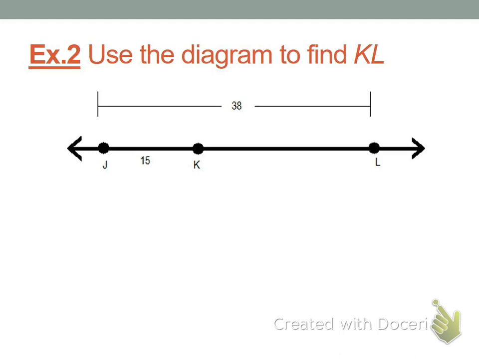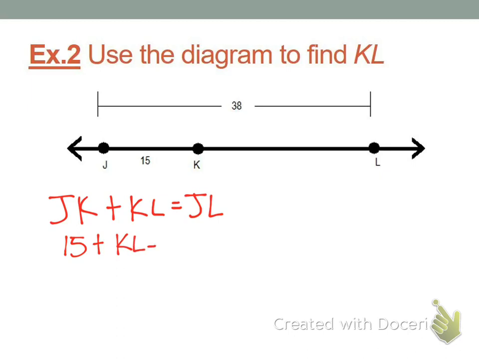If it helps, we could set up an equation using segment addition. Meaning if I take the two small ones, JK plus KL, I should get JL. Add the two little pieces, you should get the whole thing. We were given a length for JK. What is it? 15. We were asked to find KL, so I'll leave it as KL.